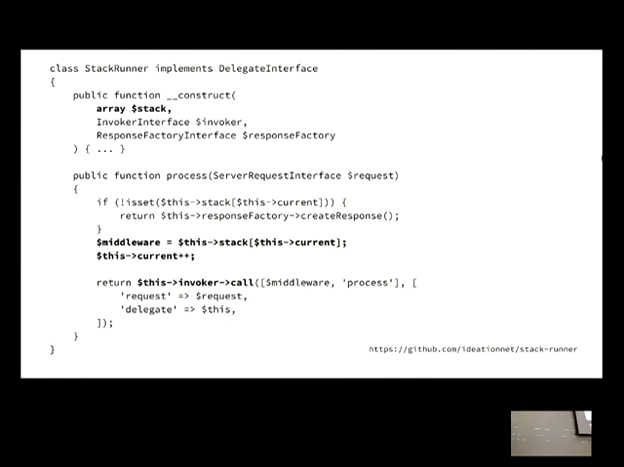I'll show you some more examples of using the invoker in a bit, because it's quite nice, because this doesn't need to be aware of any of the dependencies of the middleware. The invoker can use the dependency injection container to do that.